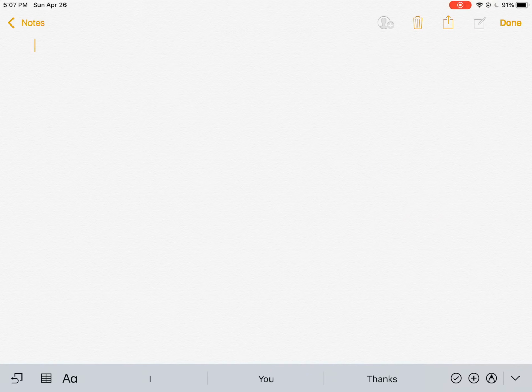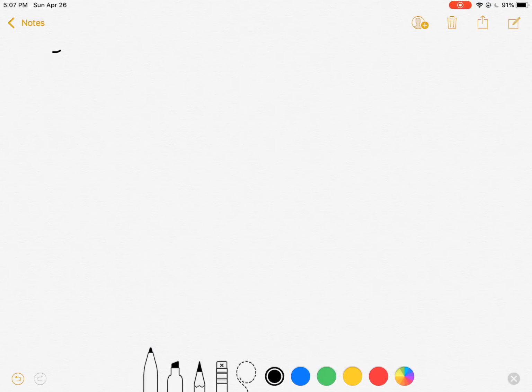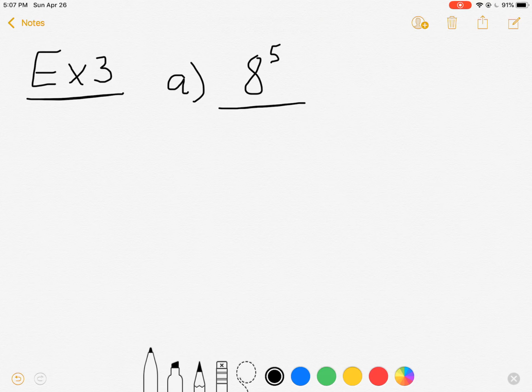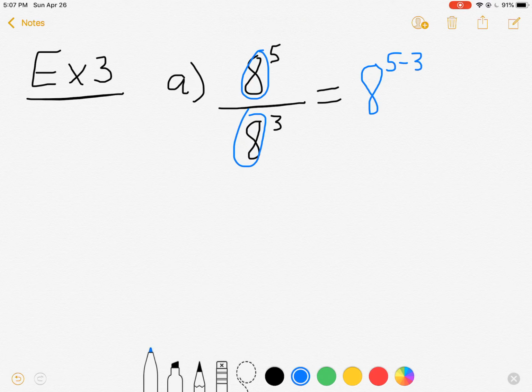All right, example 3, we're going to use our quotient rule. On A part, we have 8 to the 5th divided by 8 to the third. When bases are the same, and they're both 8s, we keep the base the same and we subtract exponents. So that would be 8 to the second. And that's the answer they want. They don't want to know what 8 to the second is. Just keep your base the same and do the subtraction.